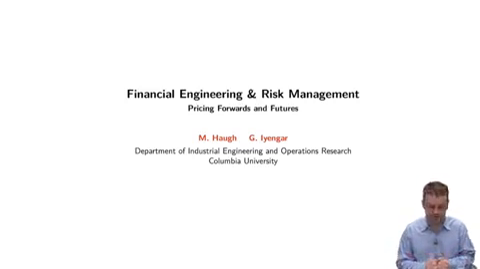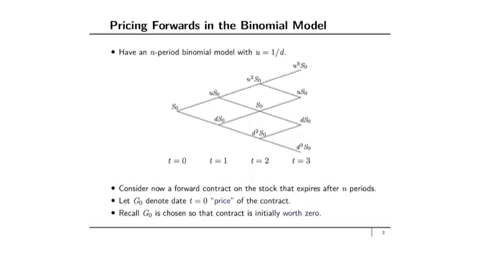true in general. We're going to start with an n-period binomial model, although in this case we see n is just equal to 3. U equals 1 over d as usual. And of course we also have our usual cash account, which pays a gross risk-free rate of R in each period. Okay, so consider now a forward contract on the stock that expires after n periods. We're going to let G0 denote the date t equals 0 price of the contract.